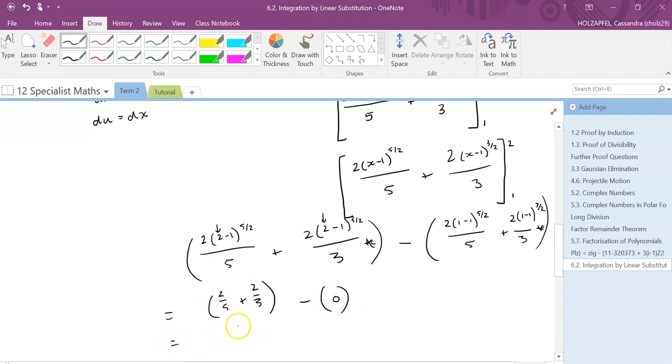Last thing I need to do is add my fractions. So I'm going to do that by cross multiplication and then making them into like fractions. So this will be 6 over 15 plus 10 over 15, which is going to give me 1 and 1 over 15. So those are just some more of the simple familiar type examples for integration by linear substitution, aka the reverse chain rule.